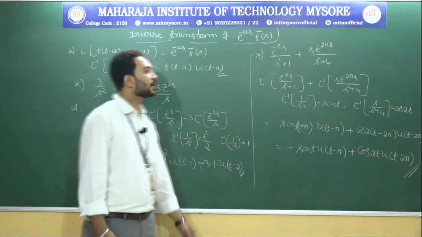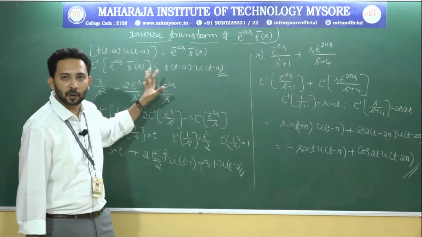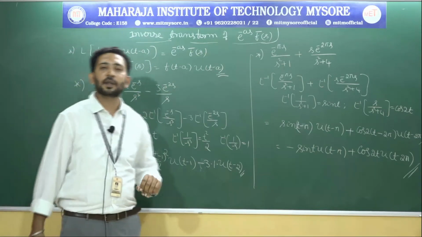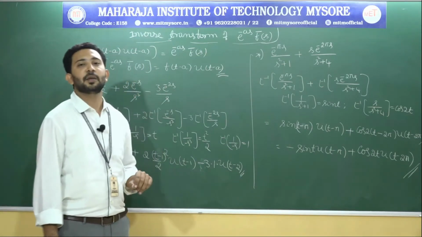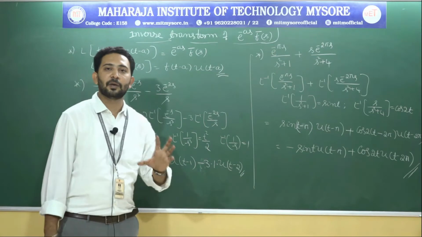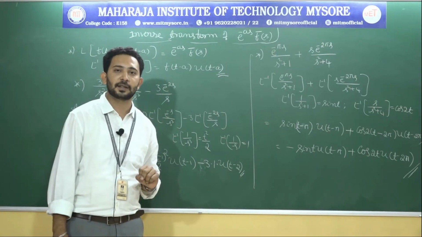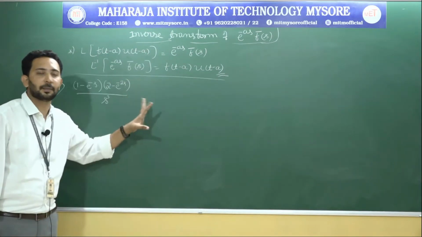I think now you have understood well for these type of problems. That is, f of t minus a into u into t minus a equals e power minus as into f bar s. I will take one more example now.